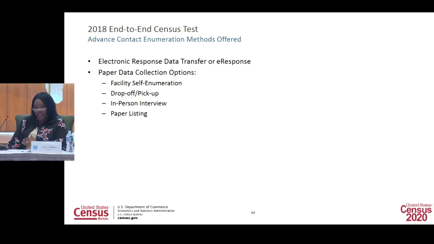Then there's drop-off pickup, where the enumerator drops off the forms to the administrator and returns later to pick them up. It may sound similar to facility self-enumeration, but there's a big difference there. Then there's in-person interviews, where the enumerator conducts the in-person interviews with each resident to complete the ICQs, or the individual census questionnaires. And then there's paper listing, where the facility doesn't want to be bothered, so we just come out, and I give you a roster of everybody that's here, along with the demographic items. I'll let you know that not all of these options are given to every GQ type. We wouldn't offer drop-off pickup to soup kitchens, for example. But for the most part, many of these GQs will get a variety of these options available to them.